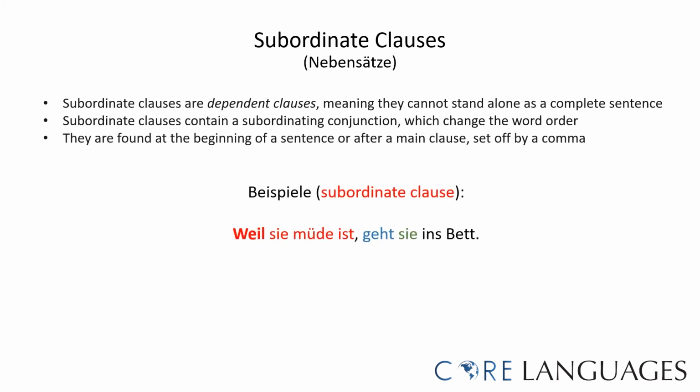Weil sie müde ist, geht sie ins Bett. When we begin with a subordinate clause, we have the verb after the comma, or in second position in some ways, followed by the subject. It would be incorrect to say, weil sie müde ist, sie geht ins Bett.